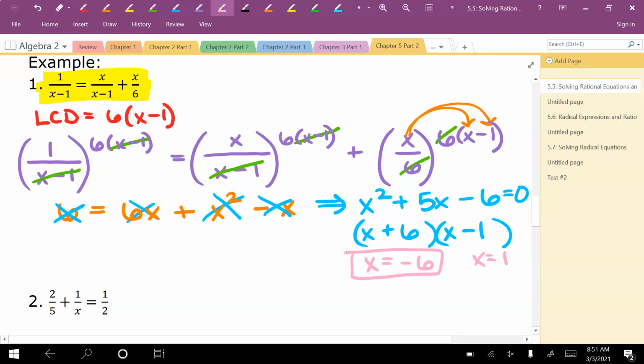What's the issue if I use 1? What does your denominator say on those first two fractions? So if I put in a 1 for x, what's going to happen? The denominator is going to be 0. Can I divide by 0? No. So you need to throw out 1. Just cross it off. It's not a good solution. Because if I plug it in to one of those first two fractions, it's going to cause me to have an undefined answer. I can't actually evaluate it.